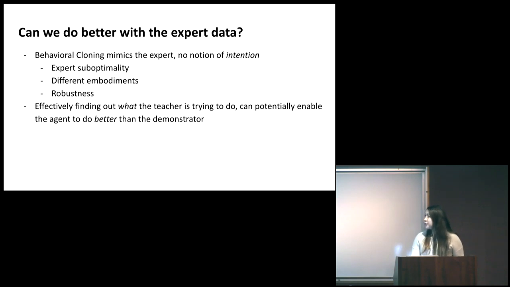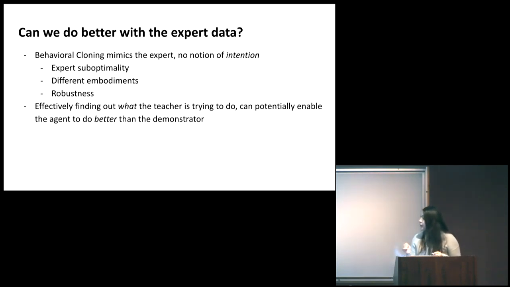And the question is, can we do better with the expert data that we're given from the start? In behavioral cloning, we just mimic the expert, and we don't have any notion of intention. So we're blindly parroting what the expert is doing. And this is the root of the problem that we just talked about. If the expert never makes any mistakes, when we inevitably make mistakes, we won't know how to correct for it.